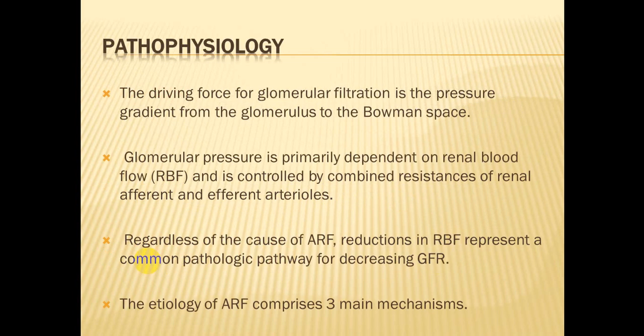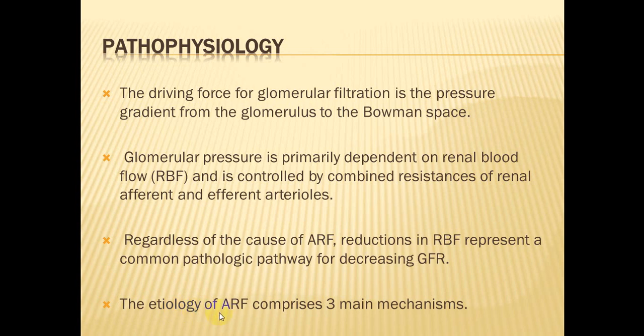What about the pathophysiology of acute renal failure? Before we go to the pathophysiology, we must remind ourselves of the physiology of renal function and the kidney. The driving force for glomerular filtration is the pressure gradient from the glomerulus to the Bowman space. The glomerular pressure is primarily dependent on the renal blood flow, RPF, and is controlled by the combined resistance of renal afferent and efferent arterioles. So regardless of the cause of acute renal failure, reduction in the renal blood flow represents the common pathological pathway for decreasing the GFR.